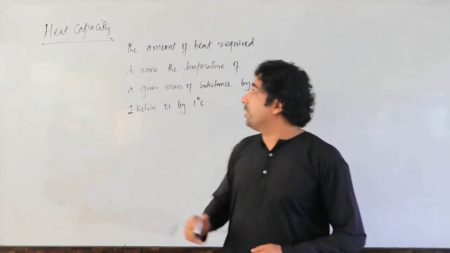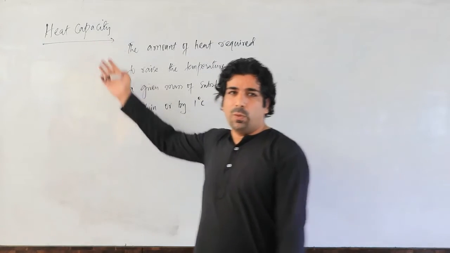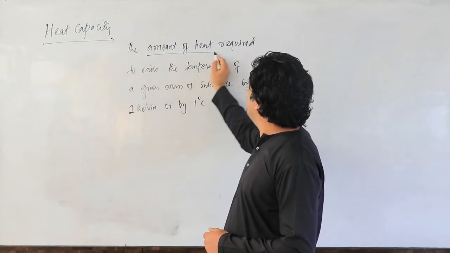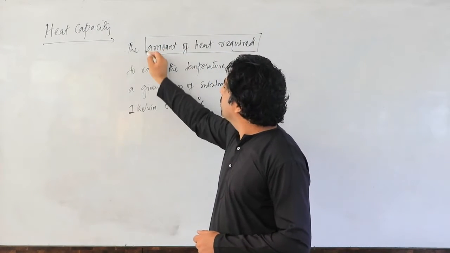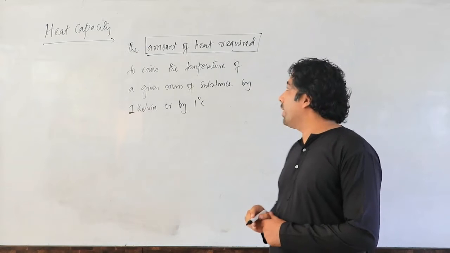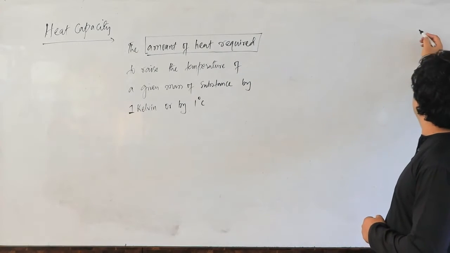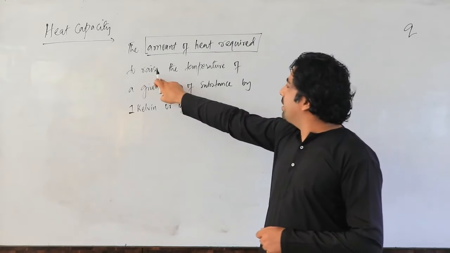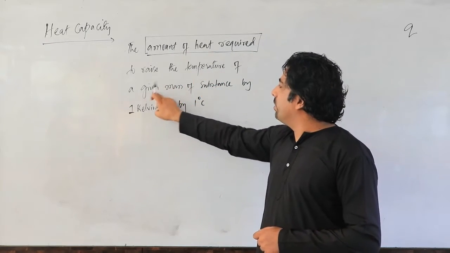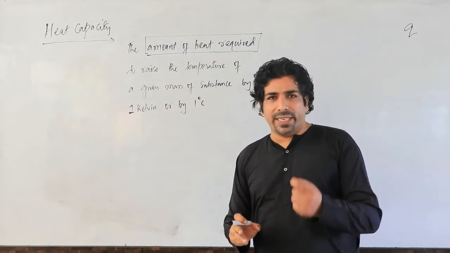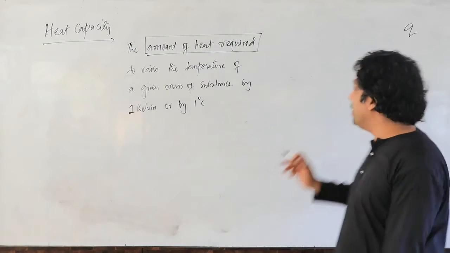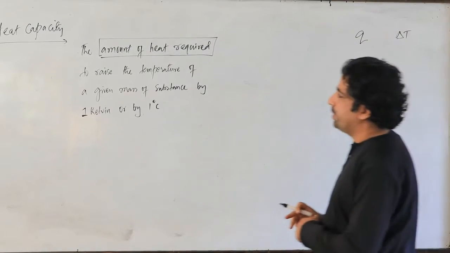Dear friends, let's talk about heat capacity. What is heat capacity all about? Have a look. The amount of heat required, and you know that heat is denoted by Q. So Q is the heat, to raise the temperature of a given mass of substance. When you are raising the temperature, that means you are changing the temperature, and change in temperature is represented by delta T, my dear friends.